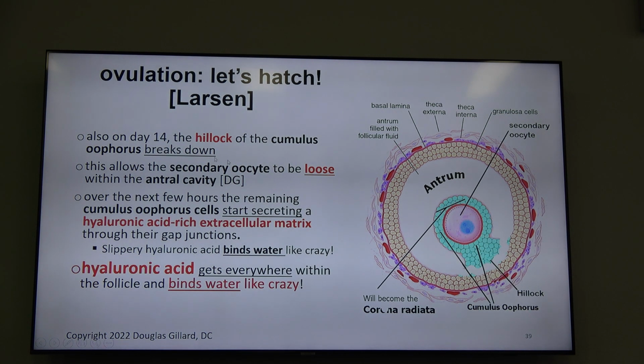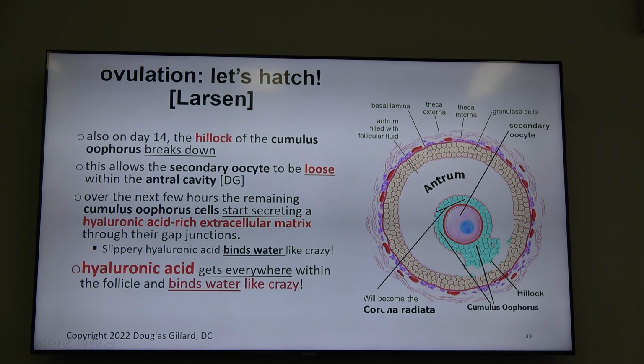So, also on day 14, if we're going to release this thing, here's our secondary oocyte. This is your egg. We've got to break it free. It's got this attachment on it, so we've got to break that loose, and that happens about on day 14. Remember, that's that little anchoring structure called the hillock of the cumulus oophorus. That breaks down, and now the secondary oocyte is loose in the antrum. It's floating around in here.